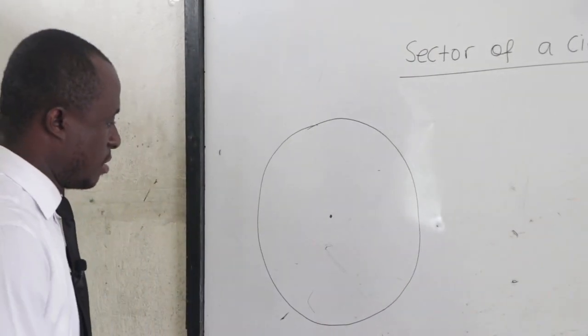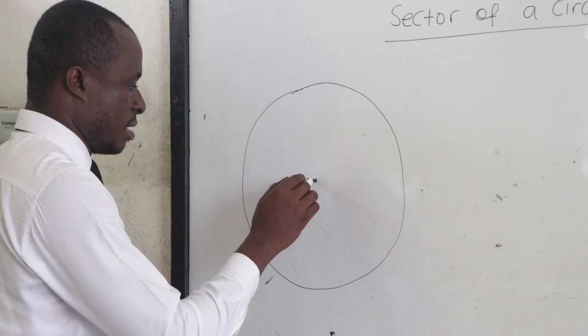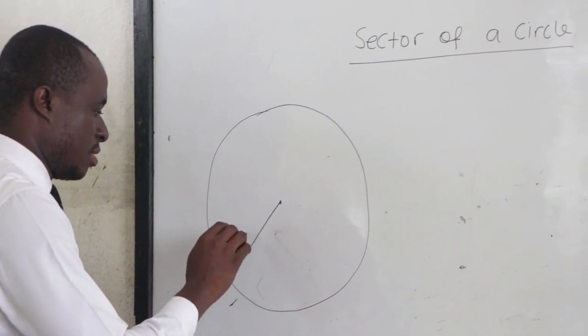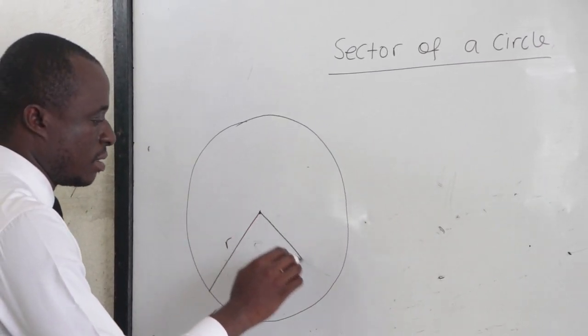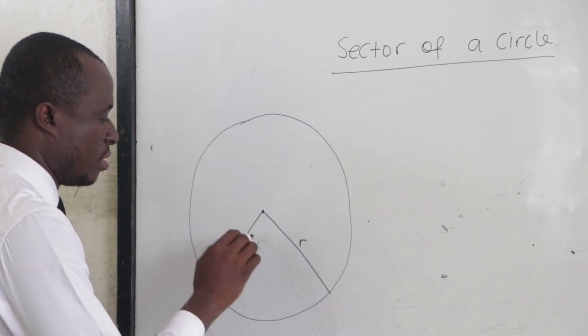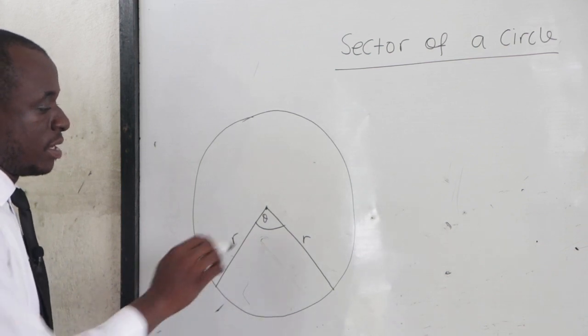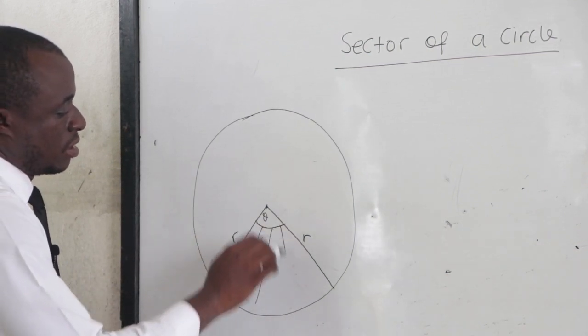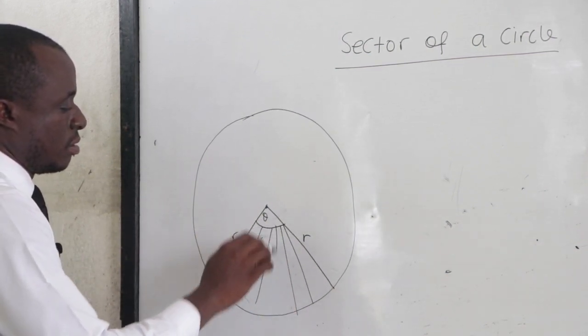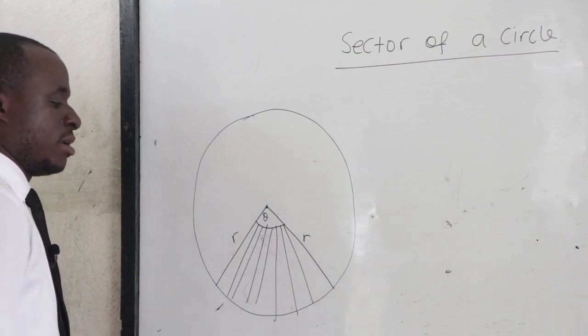Now, sector of a circle. Let's consider that this is from the center to the circumference. This is a radius. Another from the center to the circumference is also a radius. And then this is obtaining an angle of theta over here. Now this is what we are talking about. This is a sector of a circle.